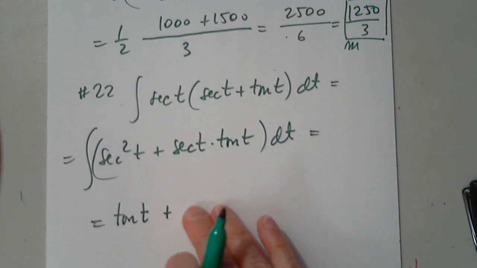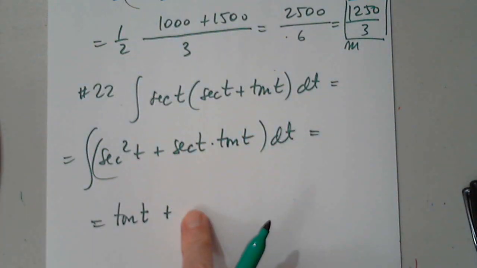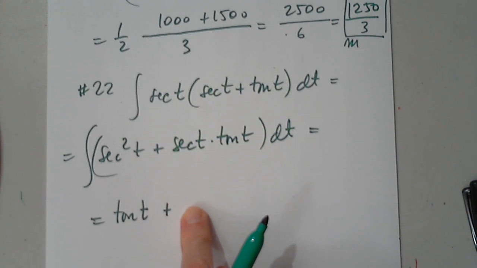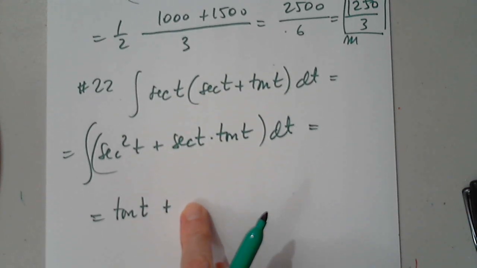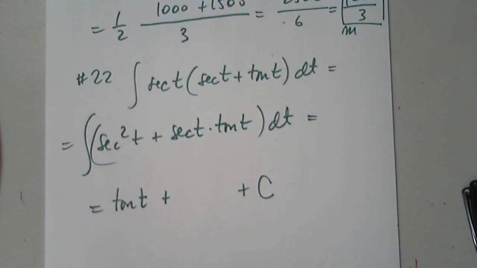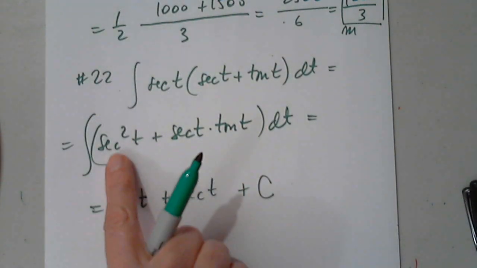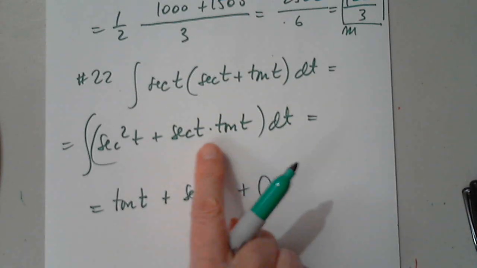Plus, which function prime, when we differentiate it, we get secant tangent? It's secant, right? Tangent prime is secant squared. Secant prime is secant tangent.